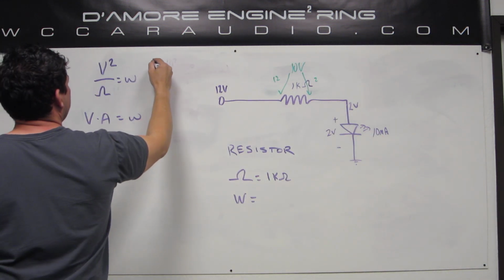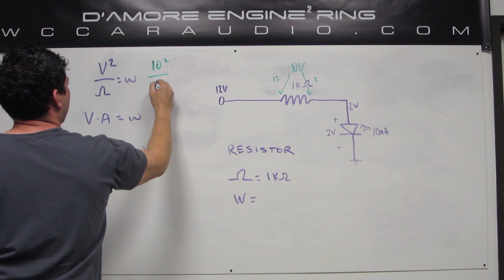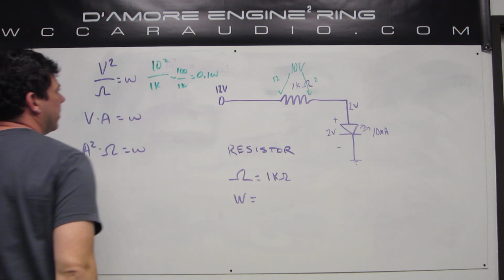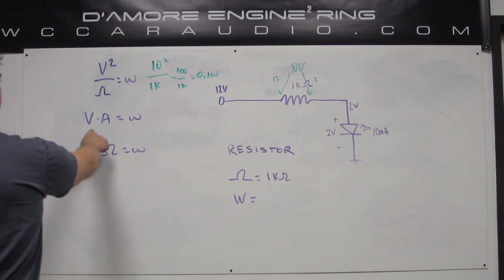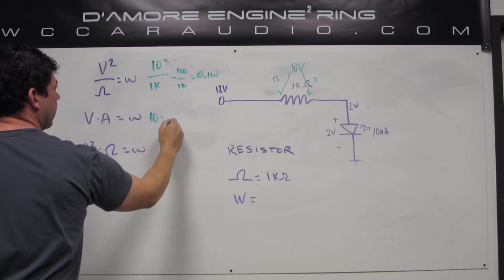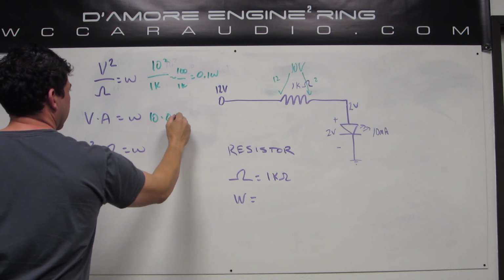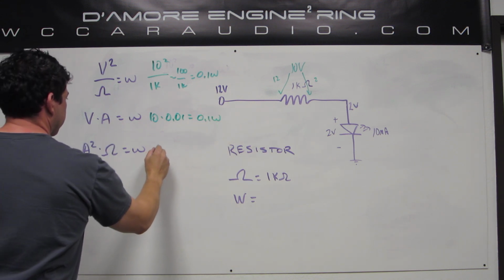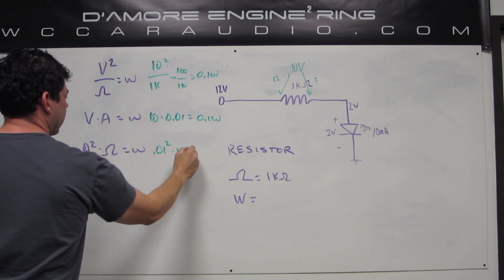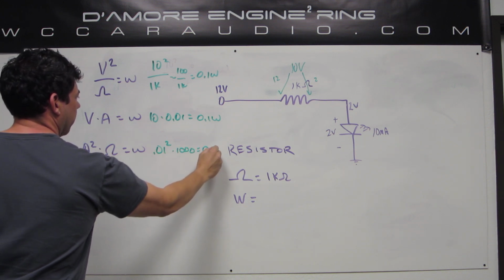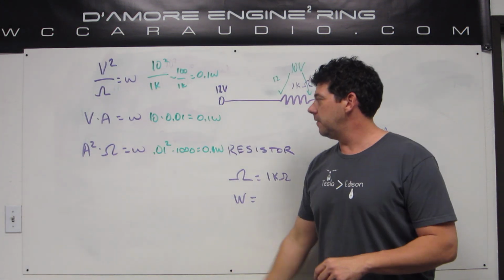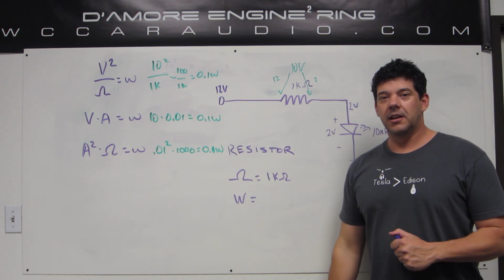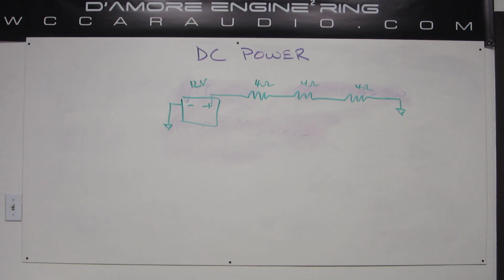So for the first one, we would have 10 squared over 1K, which equals 100 over 1K, and that's going to equal 0.1 watts, or 100 milliwatts. If we use this formula, we would say 10 volts times 10 milliamps. And if we use this one, we would say 10 milliamps squared times 1,000 ohms, or 1K, and we would also get 100 milliwatts, any of those three. So if you said 100 milliwatts, good job. And now let's get into some more difficult DC power stuff.